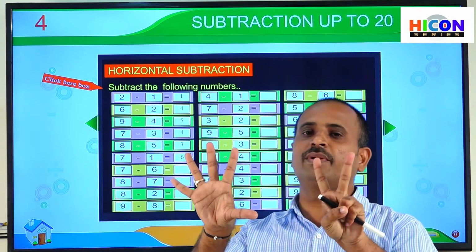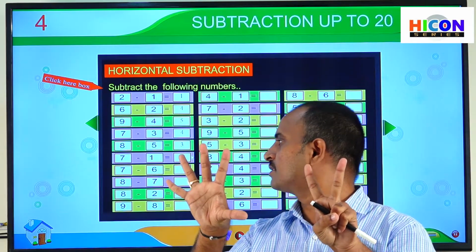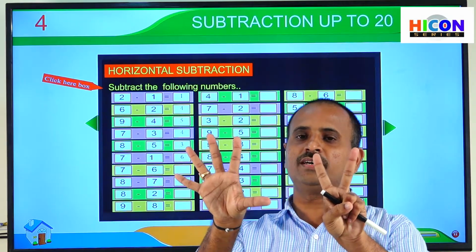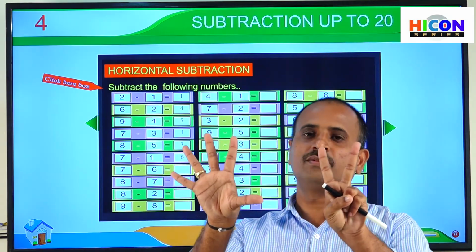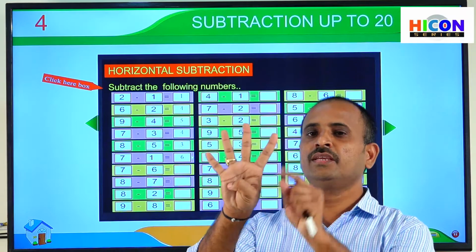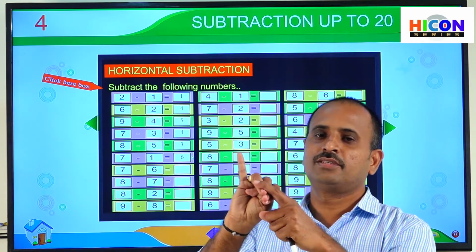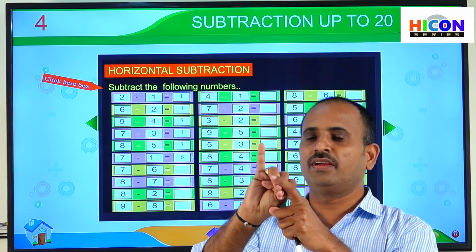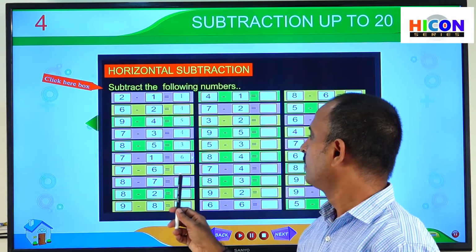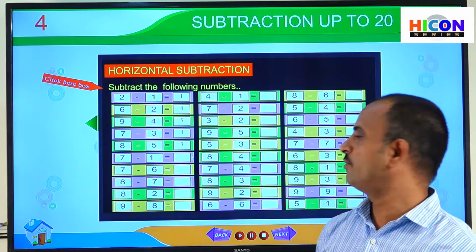And what is the second number in the subtraction? The second number is 6. So close 6 fingers among these 7 fingers. 1, 2, 3, 4, 5, 6. Children, how many fingers are there? 1 finger. So write 1 in this box. The answer is 1.